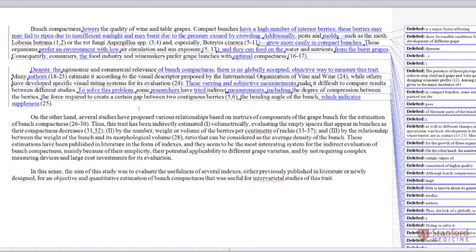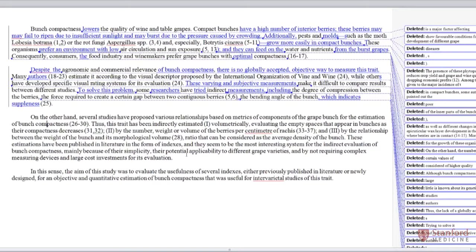So now we get all of these indirect ways of measuring bunch compactness that people are trying. Now when you go to the next paragraph, I was slightly confused because the next paragraph is also about indirect measurements. So in my mind I was trying to say, well, what's different, what's new that's being introduced in this paragraph that's different from the last paragraph.